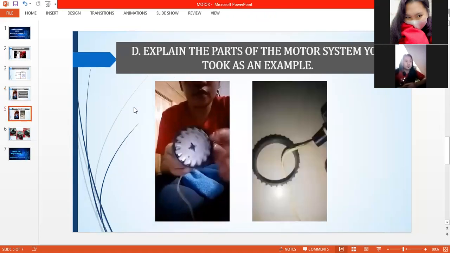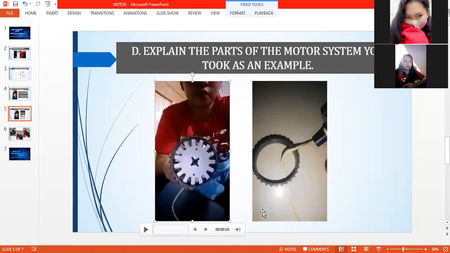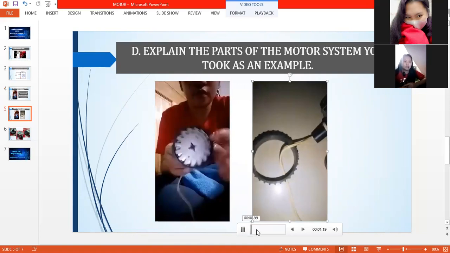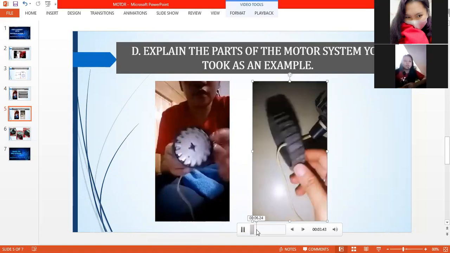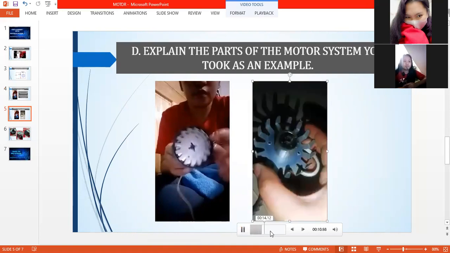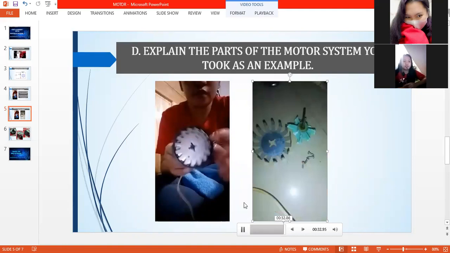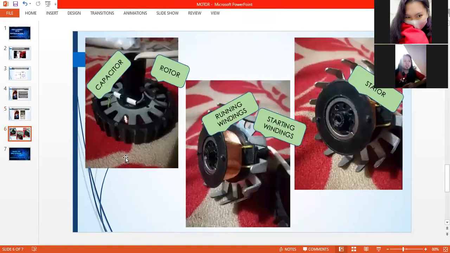Next is to explain the parts of the motor system you took as an example. So we have here the video again. That is the motor, and here are the parts. I will be explaining these parts further. These are the parts of our motor. So next slide.